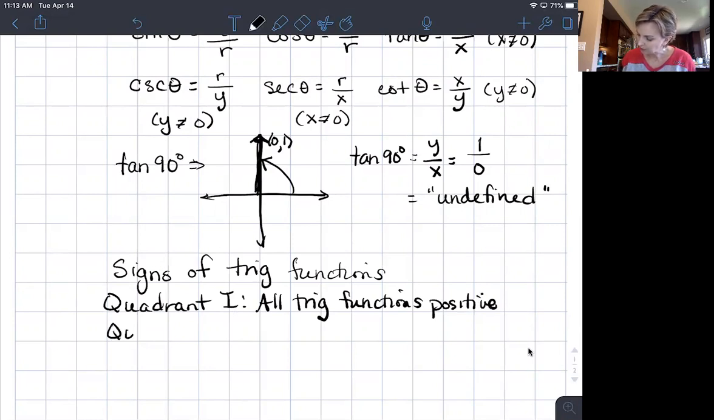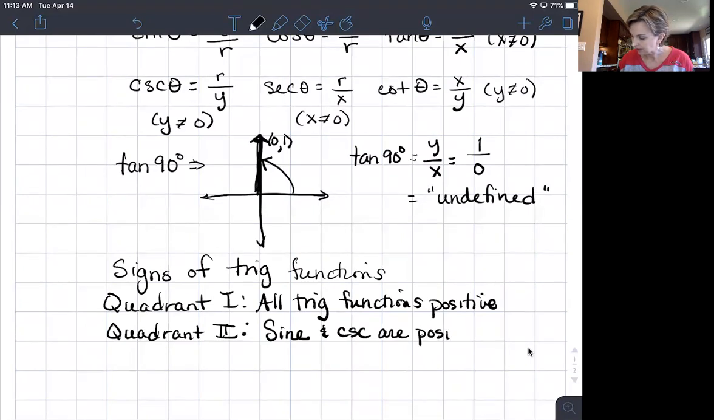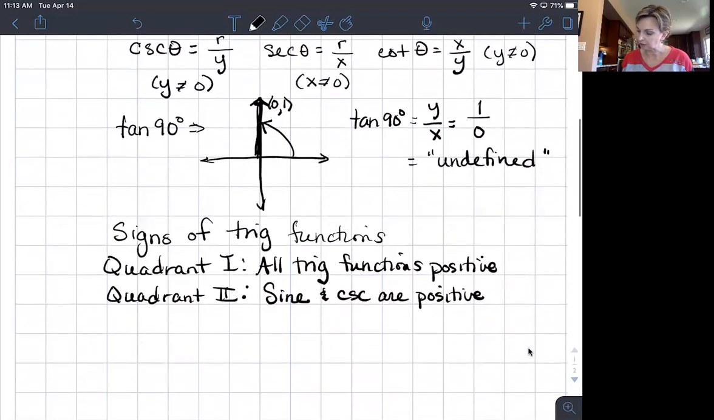In quadrant 2, sine and its reciprocal cosecant are positive. The other 4 trig functions are negative in quadrant 2.